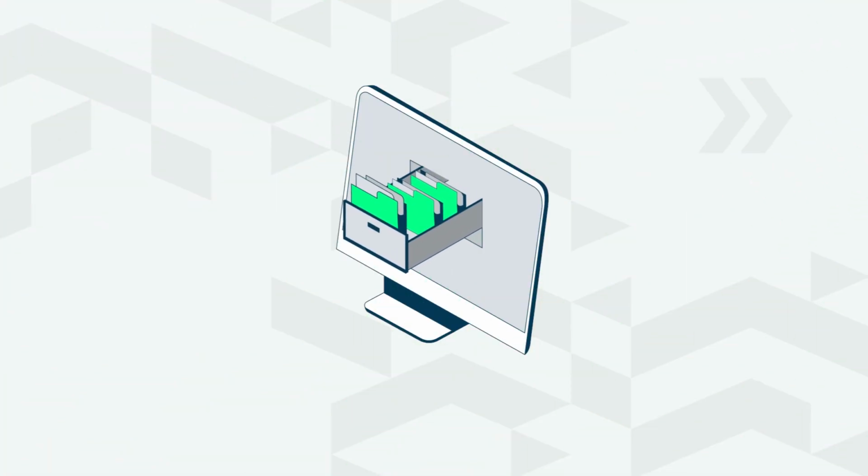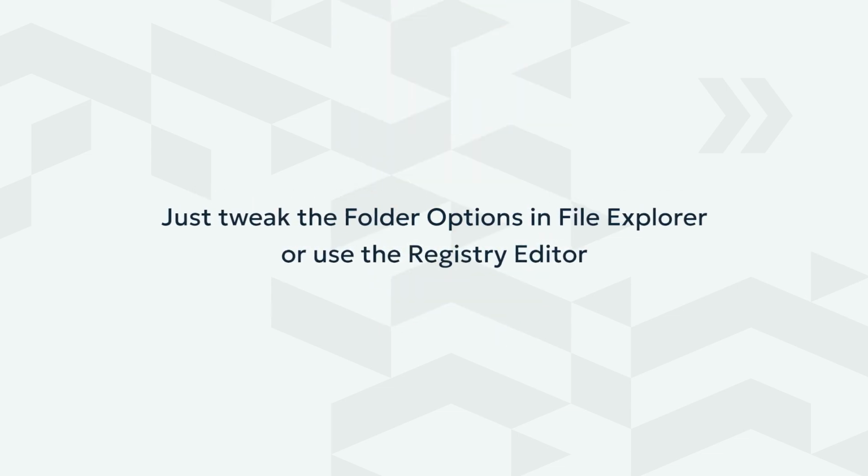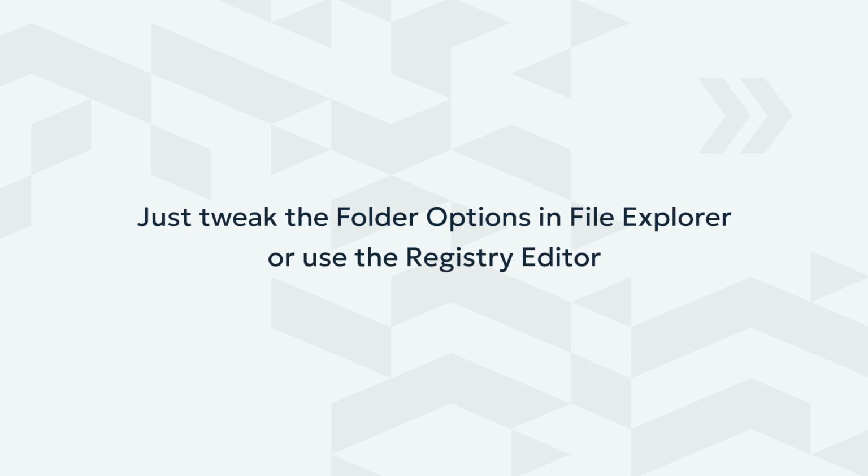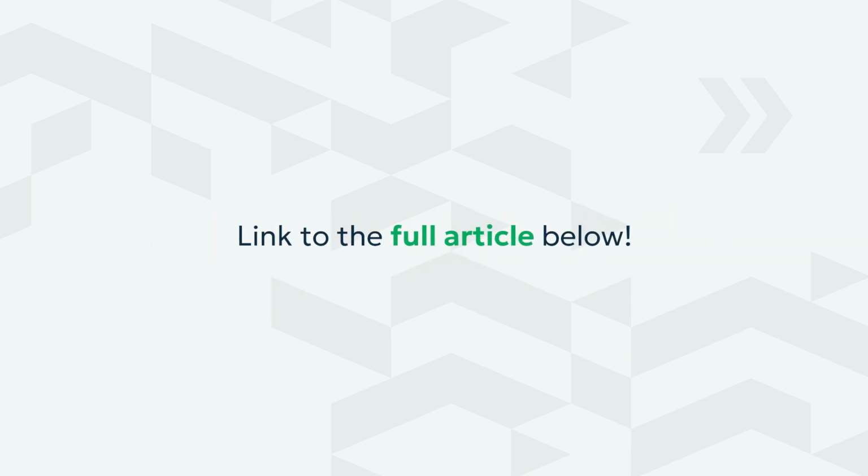The user folder gives quick access to personal files, but you can hide it for a cleaner look. Just tweak the folder options in File Explorer or use the registry editor. For more information, check out our official blog post on how to add or remove a user folder in the navigation pane of File Explorer in Windows 10, linked in the description below.